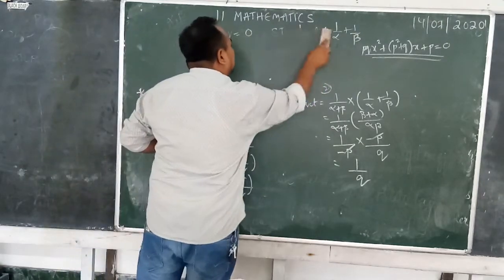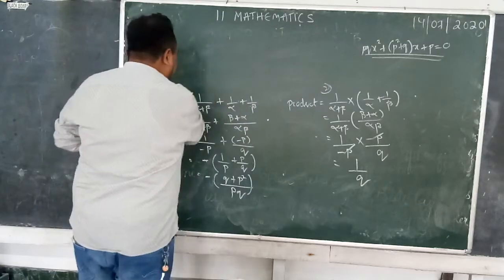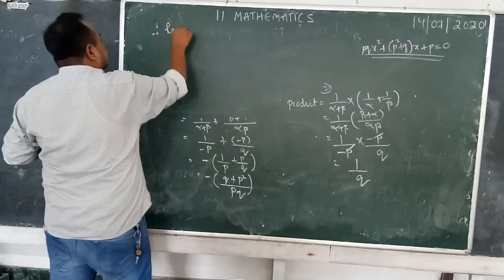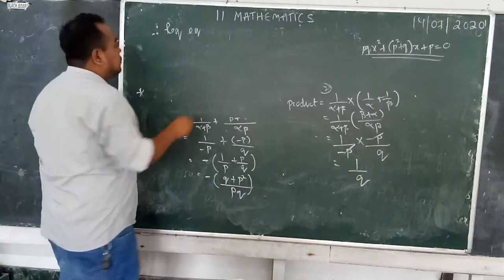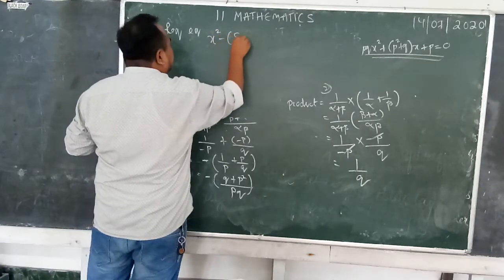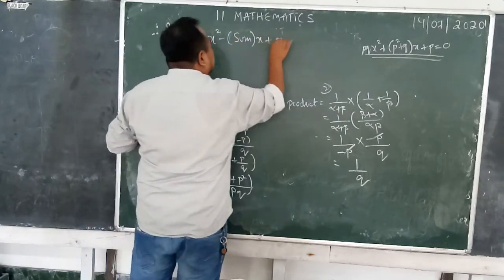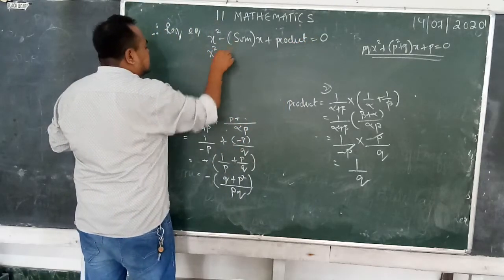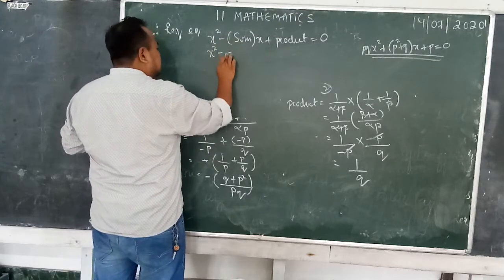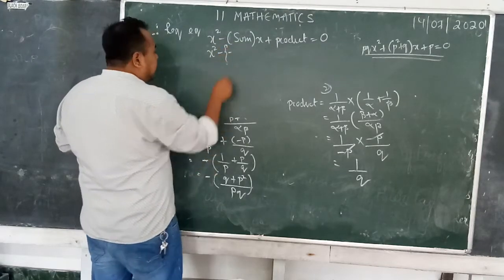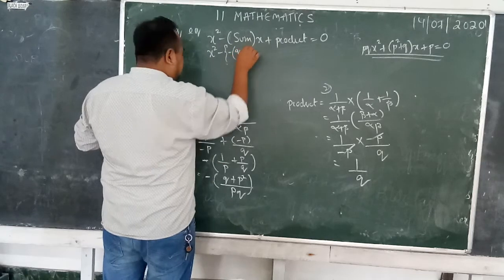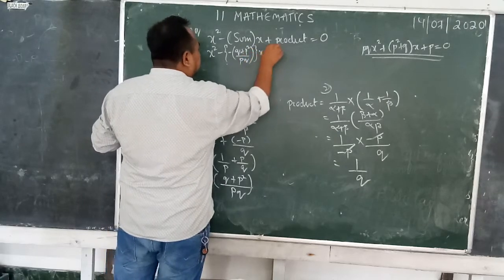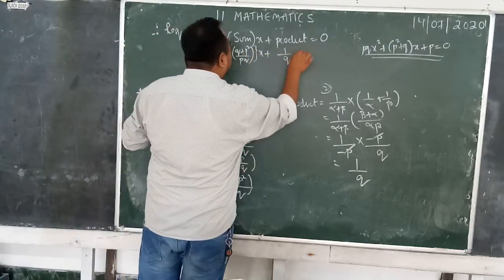So just help me out. What will be the required equation? Come on. What is going to be the required equation? So therefore, the required equation is going to be, you know the formula, x square minus sum into x plus product equal to 0. So x square minus, what is the sum? The sum is minus q plus p square divided by pq into x plus, what is the product? It is 1 by q equal to 0.